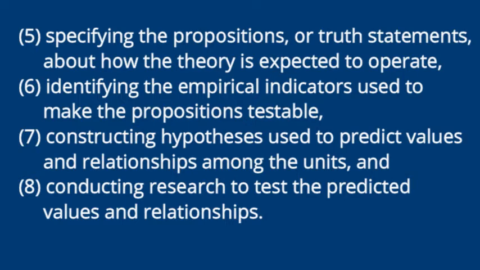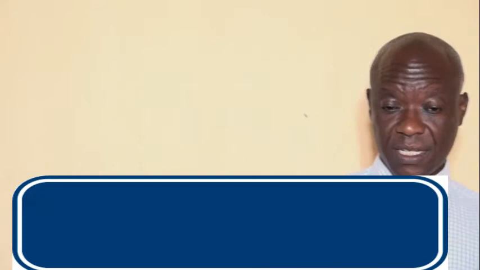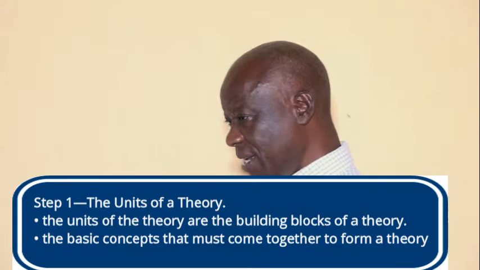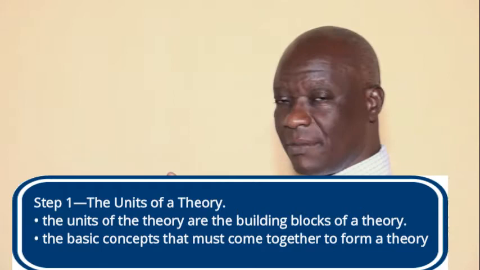Now, the first four, as I said, conceptual development steps are the ones that actually describe this aspect of conceptualization, right? So let's go through the first step, units of a theory. Now, for Dubin, the units of the theory are the building blocks of the theory. So the units are the basic concepts that must come together to form a theory.